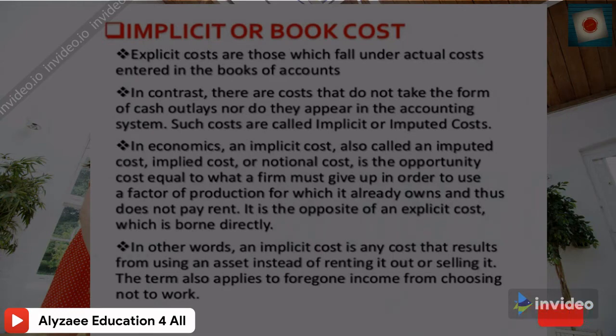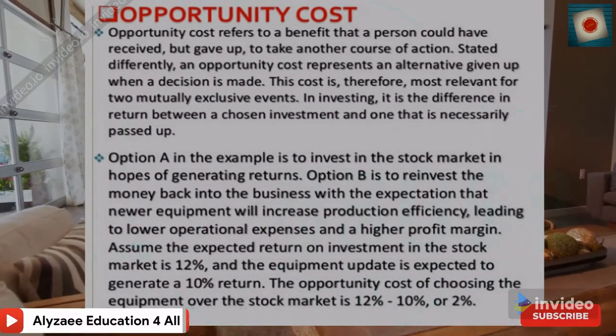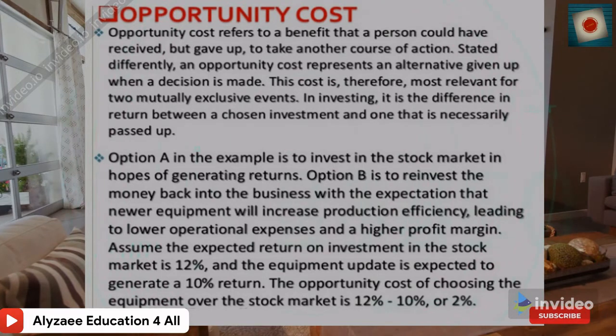The terms also apply to foregone income for choosing not to work. करेंगे अपॉर्चुनिटी कॉस्ट को, कि अपॉर्चुनिटी कॉस्ट क्या कहती है. The opportunity cost refers to a benefit that a person could have received but gave up. कि उसके पास अपॉर्चुनिटी थी, मौका था, लेकिन उसको उसने अवेल नहीं किया. To take another course of action. Stated differently, an opportunity cost represents an alternative given up when a decision is made. This cost is therefore most relevant for two mutually exclusive events. In investing, it is the difference in return between a chosen investment and one that is necessarily passed up. So, ye ek uski basic definition hai which you have to learn by heart.